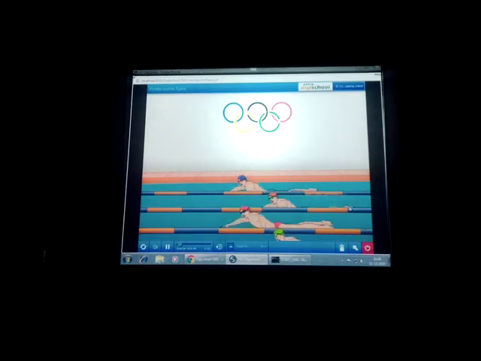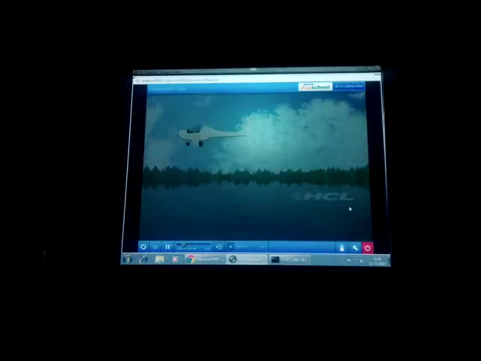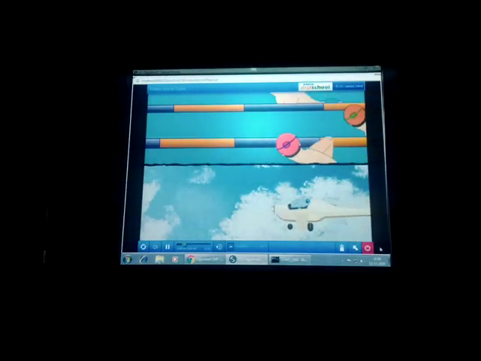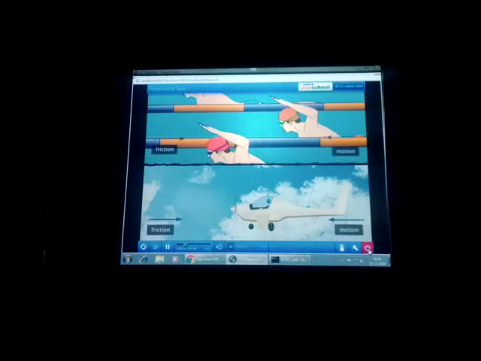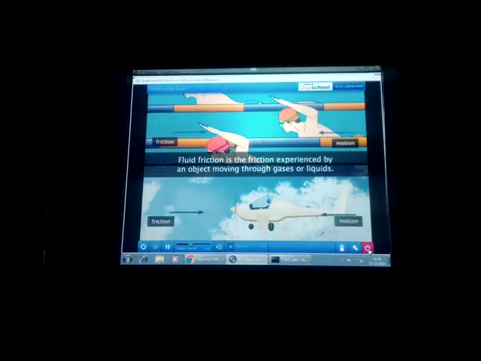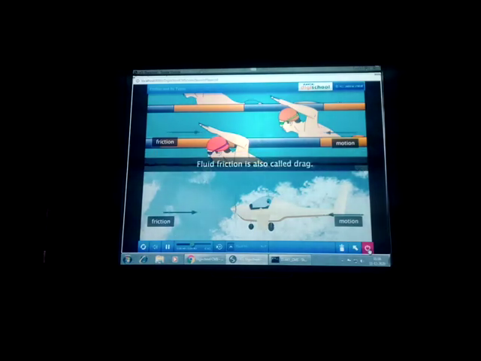While swimming, you have to apply a certain amount of force in order to move ahead. Aeroplane engines use energy to travel through air. This force or energy is used to overcome the friction encountered while moving through air or water. As gases and liquids are known as fluids in science, this type of friction is called fluid friction or viscosity. Fluid friction is the friction experienced when an object moves through gases or liquids. Fluid friction is also called drag.